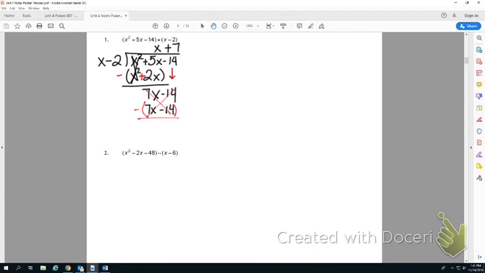I believe in the instructions, I scroll down, I can't scroll back up, it says to write the dividend as a product of its factors. So if it asks for that, you're going to do x plus 7, your quotient, times x minus 2, your divisor.